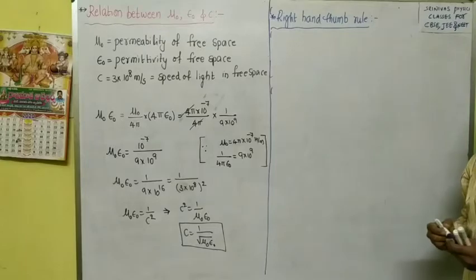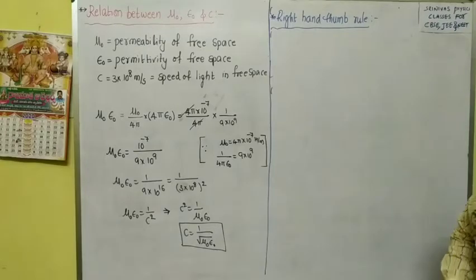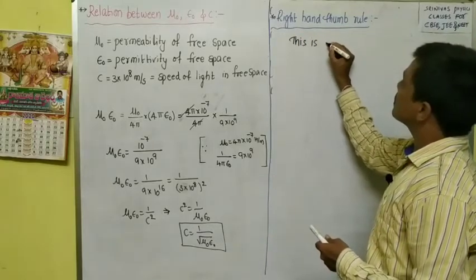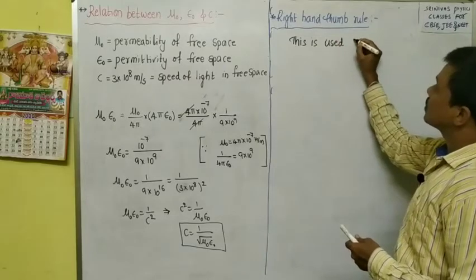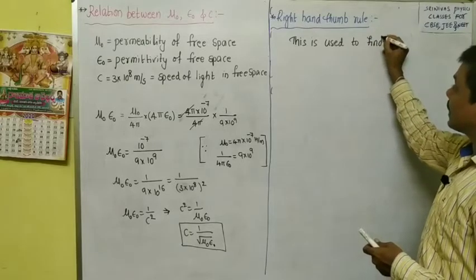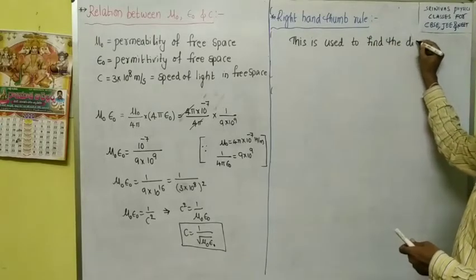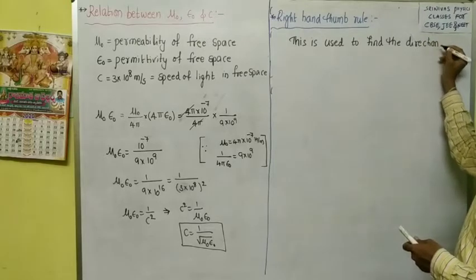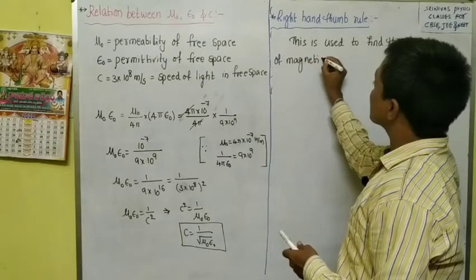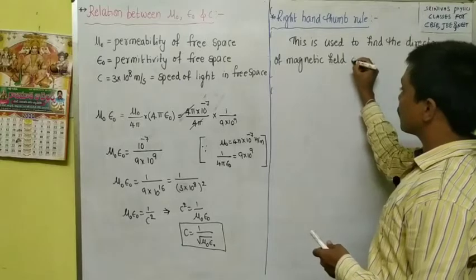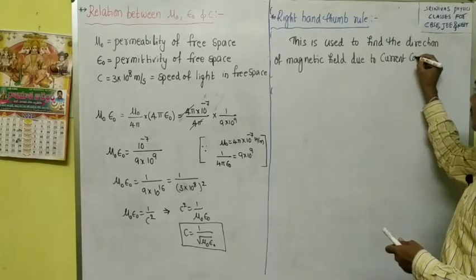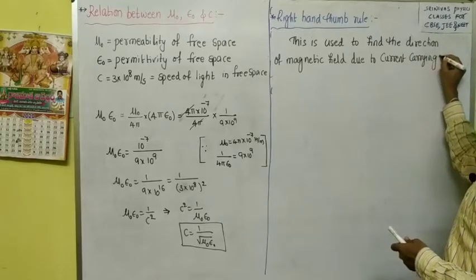What is the purpose of the right hand thumb rule? This is used to find the direction of the magnetic field due to a current carrying wire, right? How to find it? We already discussed it, right?